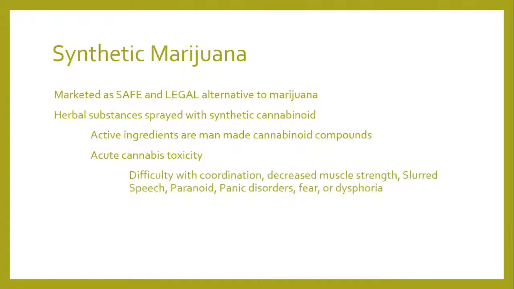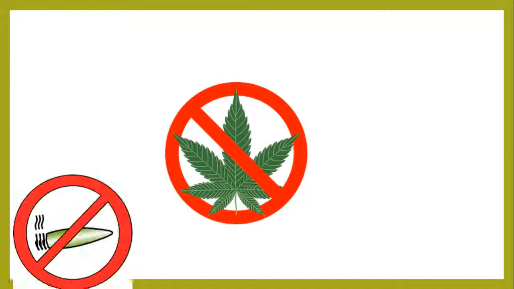Some of the effects of these synthetic marijuana products are difficulty with coordination, decreased muscle strength, slurred speech, paranoia, panic disorders, fear, or dysphoria. But avoiding all of these adverse effects of marijuana is simple if you don't use the drug at all.